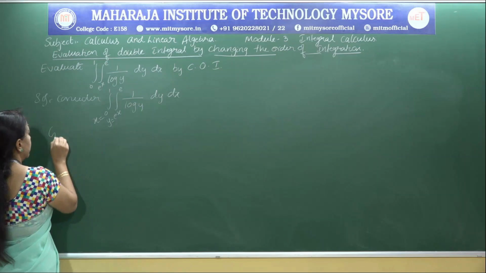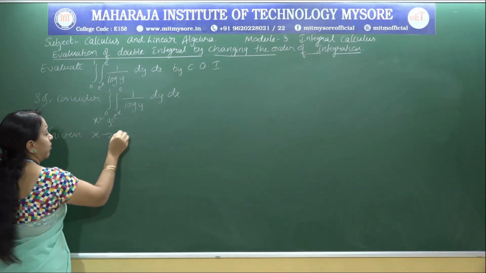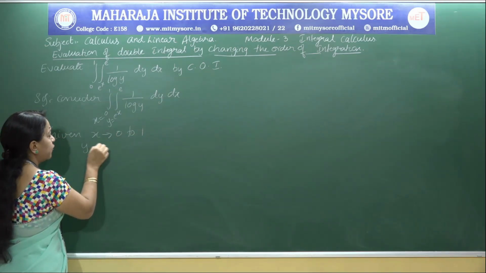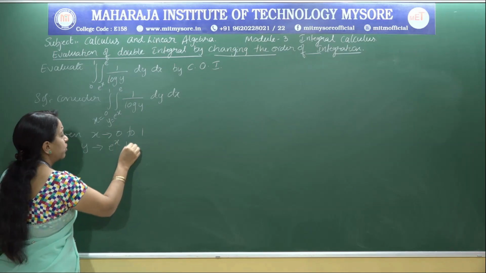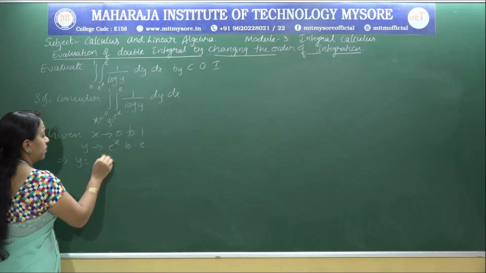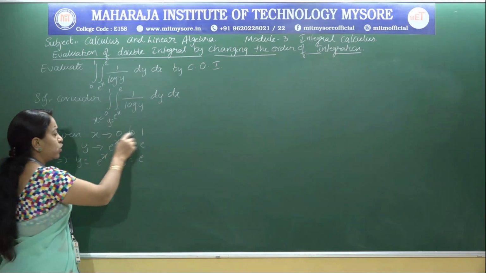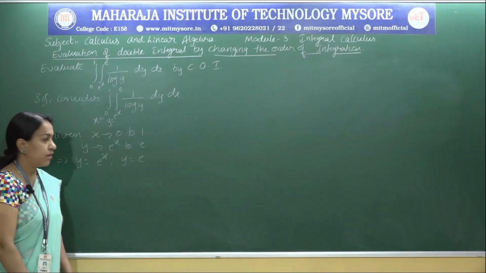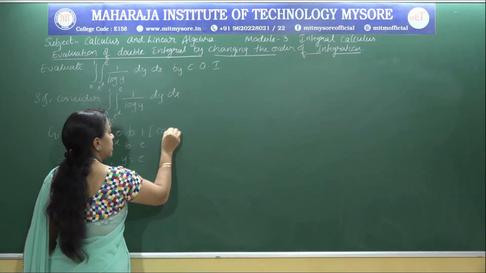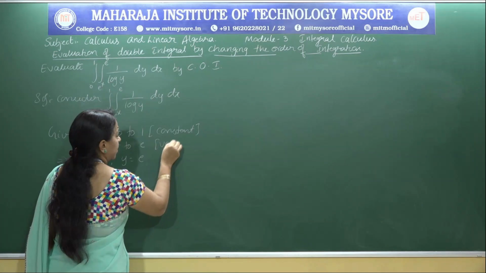So, given x varies from 0 to 1 and y varies from e power x to e, which is nothing but y equal to e power x and y equal to e, and x equal to 0 and x equal to 1 are the given limits. So, of course, x is a constant limit and y is a variable limit.